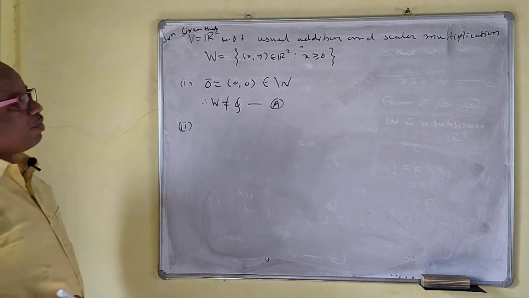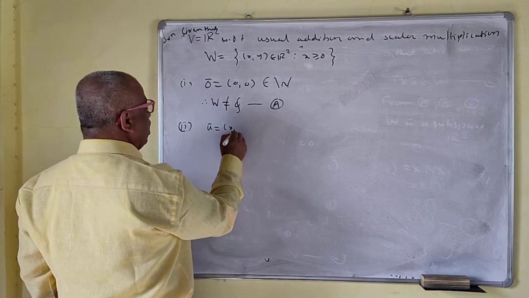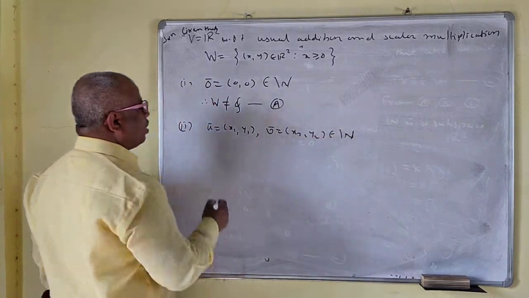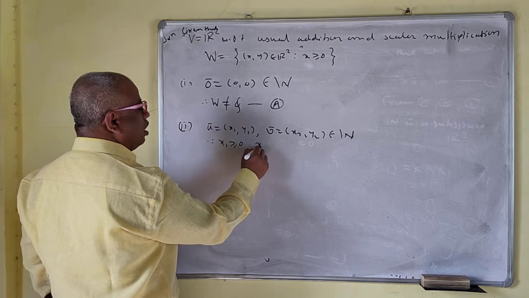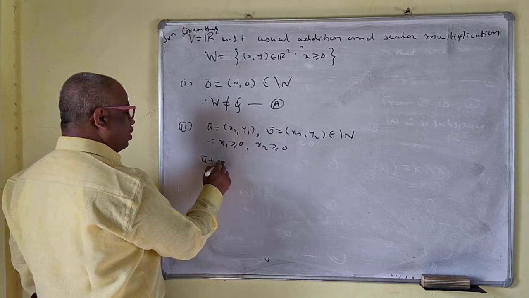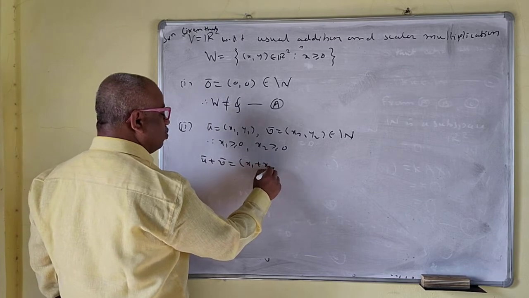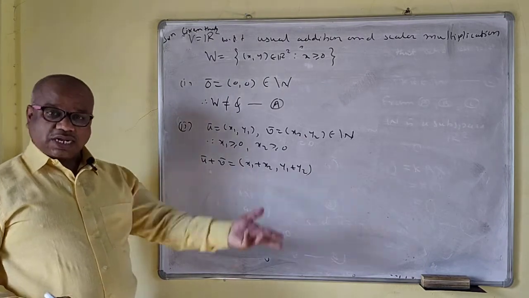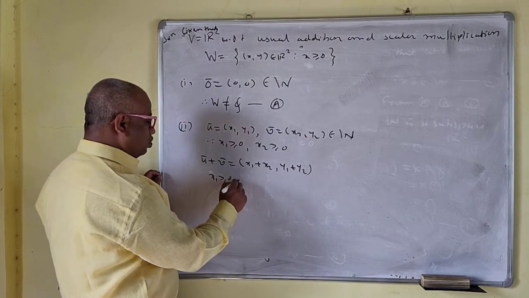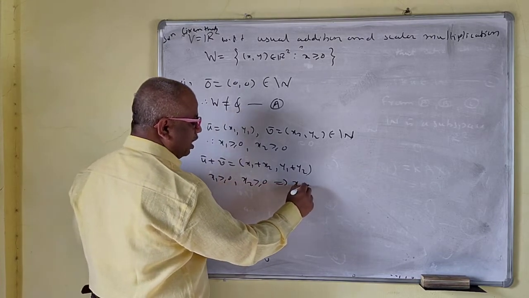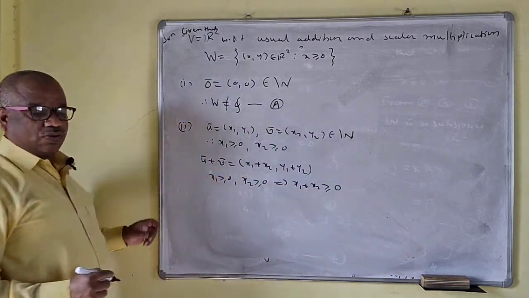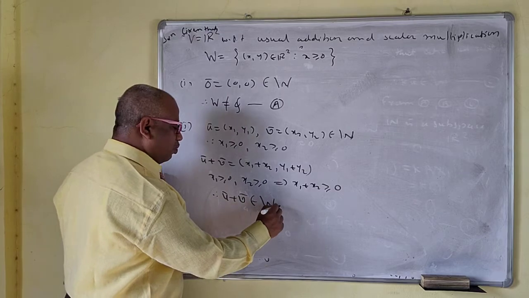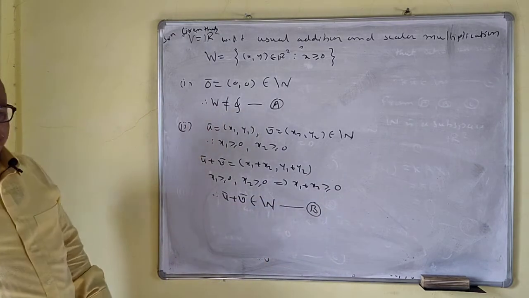Second, we'll take two vectors from W. So U bar is equal to x1 y1, V bar is equal to x2 y2 belong to W. So therefore x1 greater than or equal to 0, x2 greater than or equal to 0. So U bar plus V bar is x1 plus x2, y1 plus y2. So it is a vector of W if x1 plus x2 is greater than or equal to 0. So x1 greater than or equal to 0 and x2 greater than or equal to 0 implies that x1 plus x2 is also greater than or equal to 0, right? So therefore U bar plus V bar belong to W. We call this B.